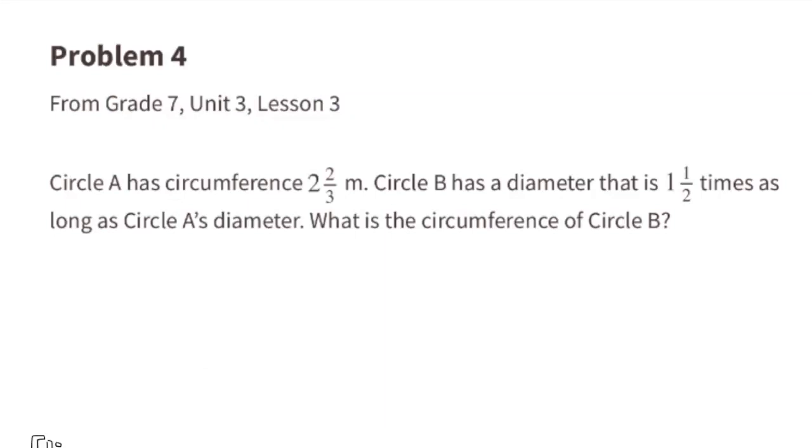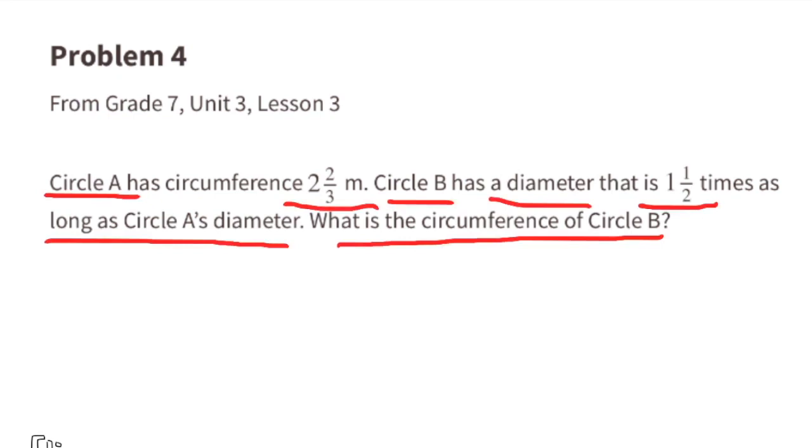Problem number 4 from 7th grade, Unit 3, Lesson 3. Circle A has circumference 2 2/3 meters. Circle B has a diameter that is 1.5 times as long as circle A's diameter. What is the circumference of circle B?